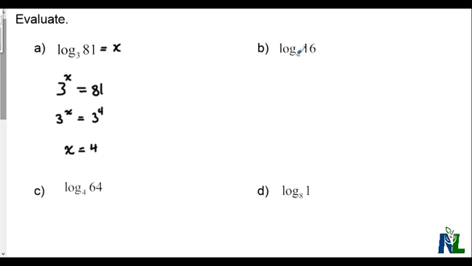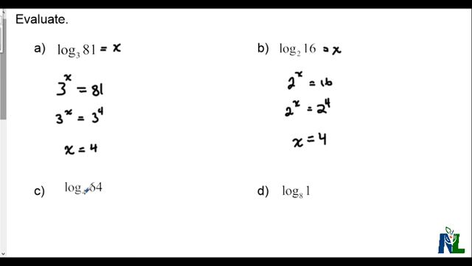The second example, I'm looking at a base of 2, and I want to know what exponent goes on 2 to get 16. So again, I set this equal to x. I can say 2 to the x equals 16. I know 16 as a power of 2 is 2 to the 4. So again, equating my exponents, x once again equals 4 here.